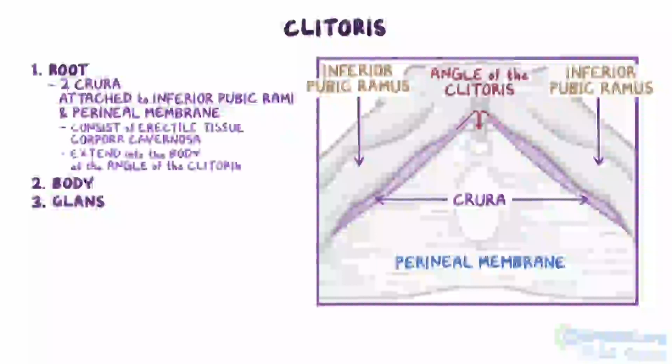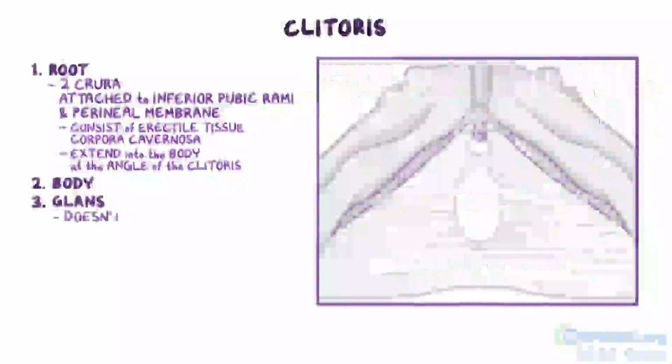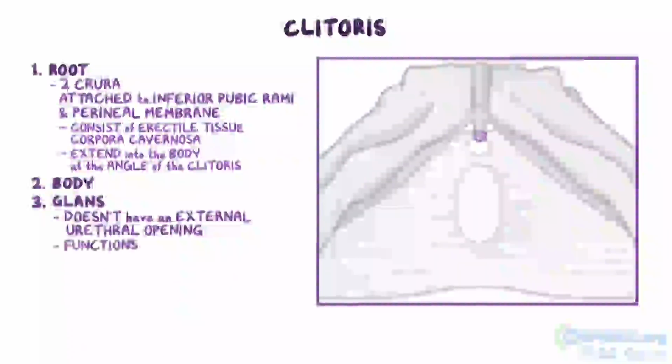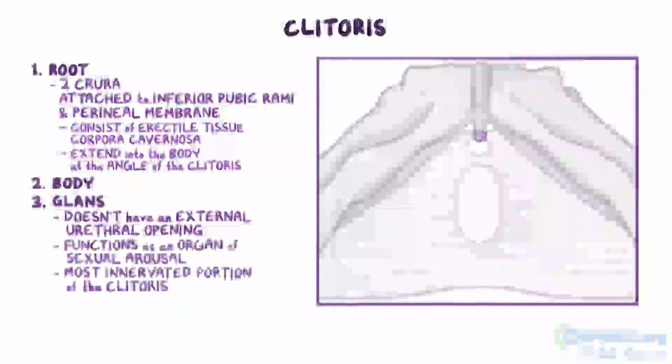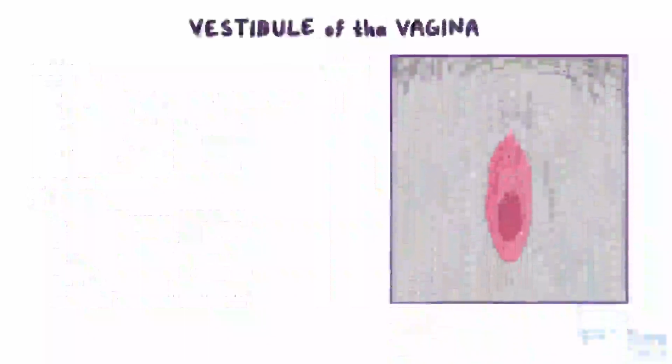Up to this point, the clitoris seems pretty similar to the penis, right? Well, the glans clitoris, unlike the glans penis, doesn't have an external urethral opening. This means that the clitoris doesn't have a urinary function, and functions solely as an organ of sexual arousal. The glans clitoris is the most highly innervated portion of the clitoris, and the only portion that can be seen externally.